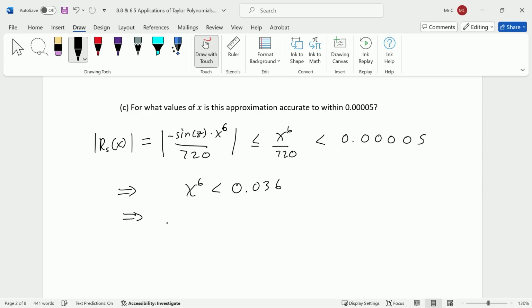And that gives me that the absolute value of x, when I take the 6th root of both sides, is less than 0.57462. So in interval form, that's x between 0.57462 and negative 0.57462.